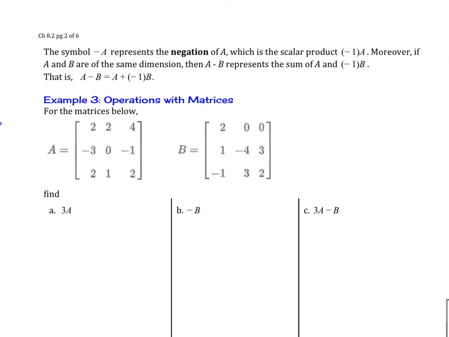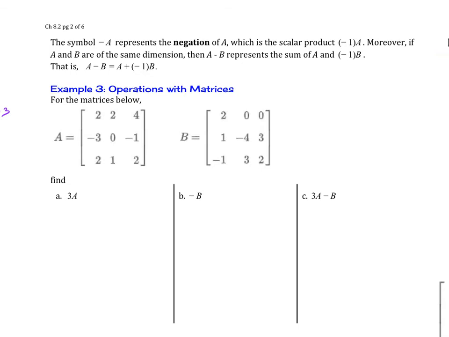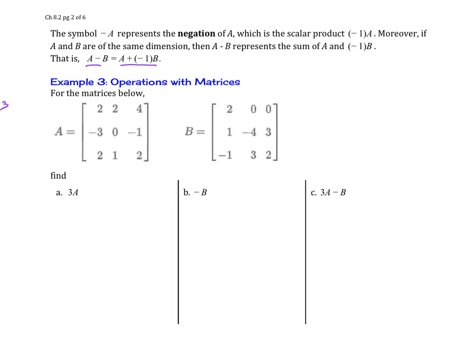So a symbol negative A, for example, represents the negation of A, which is the scalar product negative 1 times A. Moreover, if A and B are of the same dimensions, then A minus B represents the sum of A and negative 1 B. So you just do the work by distributing that negative into the B, and then you add them together. So let's try adding, subtracting, and so forth, and then multiplying by a scalar.